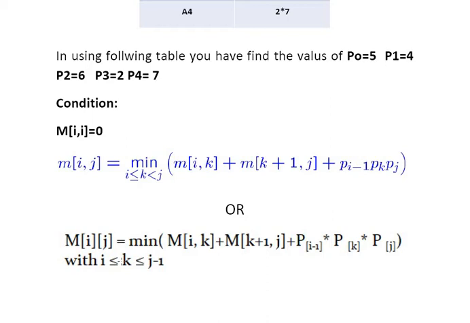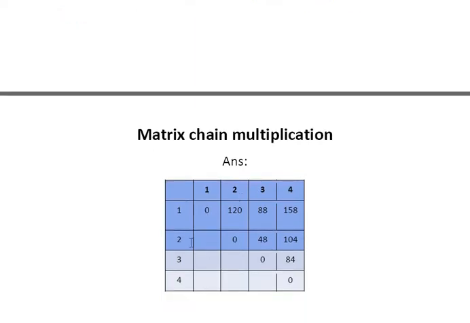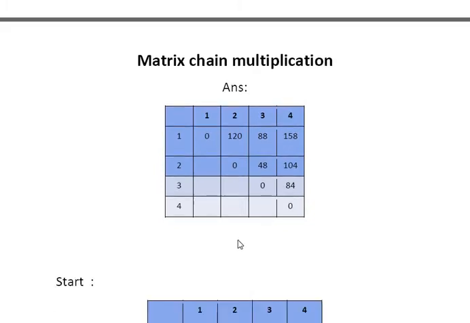So we can start. We repeat the condition. The condition is m of i j equal to minimum of m of i k plus m of k plus 1 comma j plus p of i minus 1 multiplied by p of k multiplied by p of j. The condition is also that i is less than or equal to k and k less than or equal to j minus 1. This is important for matrix chain multiplication. Now we can start here. In matrix chain multiplication, this is how we solve the problems. You check it finally.